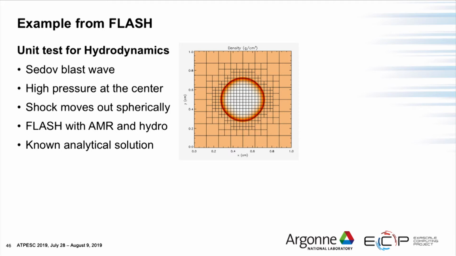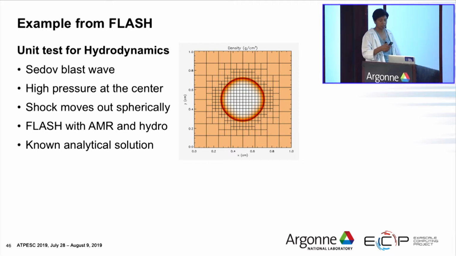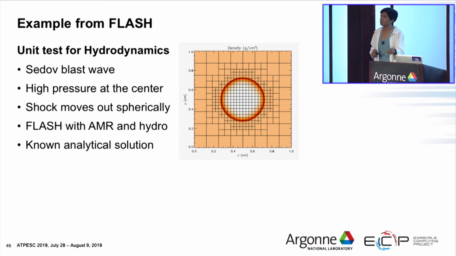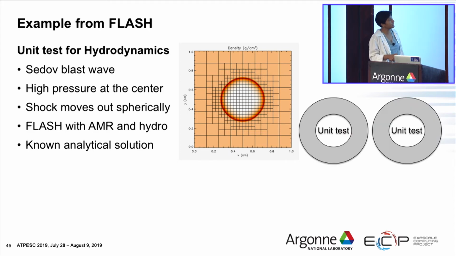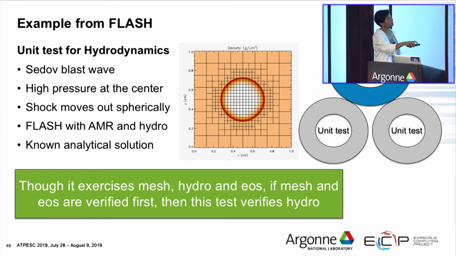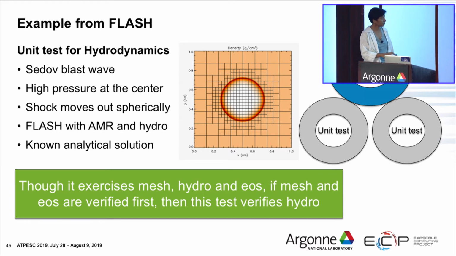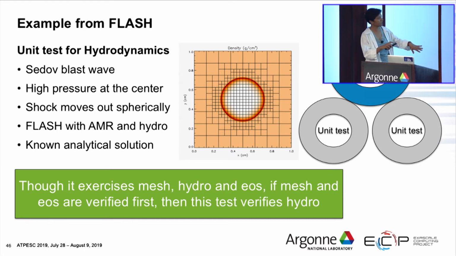Now, using those, we can create a unit test for hydrodynamics, because in hydrodynamics there is an analytical solution for a blast wave in terms of how far it goes out. But it isn't a standalone unit test, because it depends upon grid as well as equation of state. So if grid and equation of state unit tests have passed, and then this test also passes, then this becomes a unit test for hydro. So in that sense, it has built upon the grid passing the test and the equation of state passing the test, and now it has become a unit test for hydro.